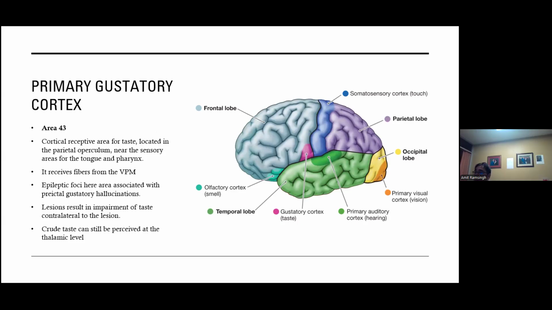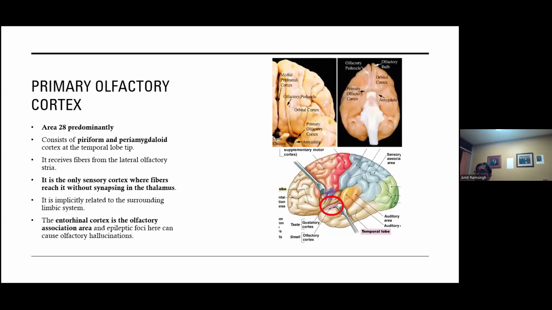Primary gustatory cortex, responsible for the sensation of taste, is subserved by area 43. It's a cortical receptive area for taste located in the parietal operculum near the sensory areas of the tongue and the pharynx, and receives fibers from the thalamus. One of the important things here is that epileptic foci here could result in gustatory hallucinations, and lesions at this area result in impairment of taste contralateral to the location of the lesion.